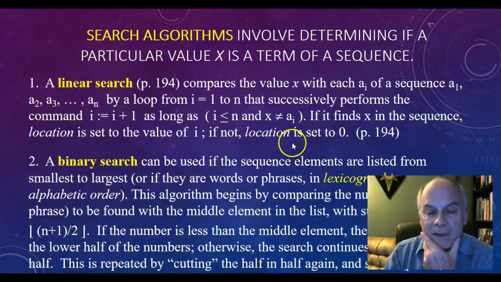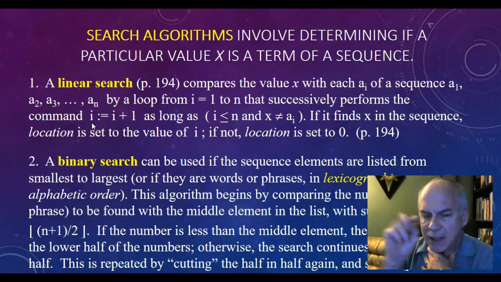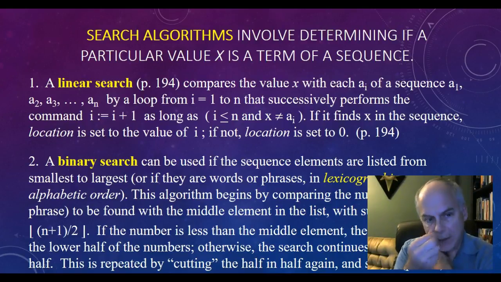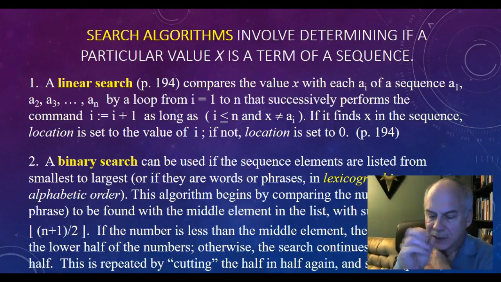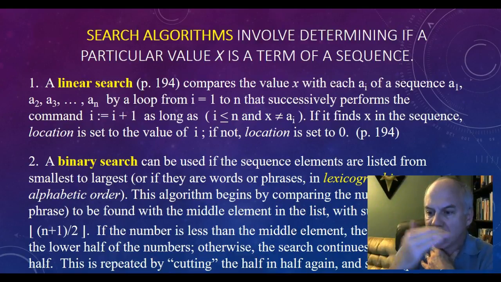So you can look at the program, I believe it's algorithm number 2 on page 194, but it performs the command I becomes equal to I plus 1. And what that's doing is adding 1 to what I is. All right. So it'll just keep adding to I, and it'll go through and ask, is X equal to A sub I? If it finds it, then X will equal the location of that element.